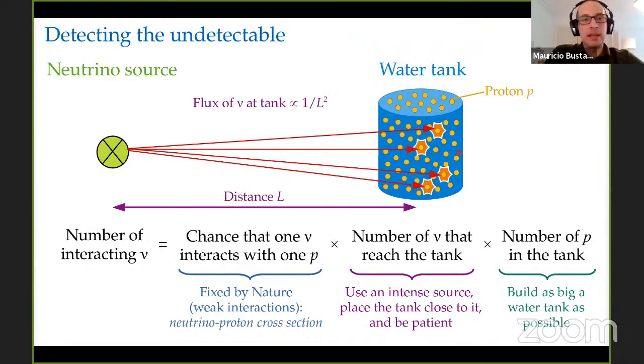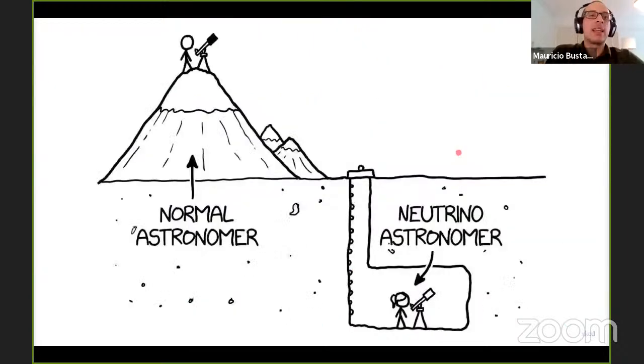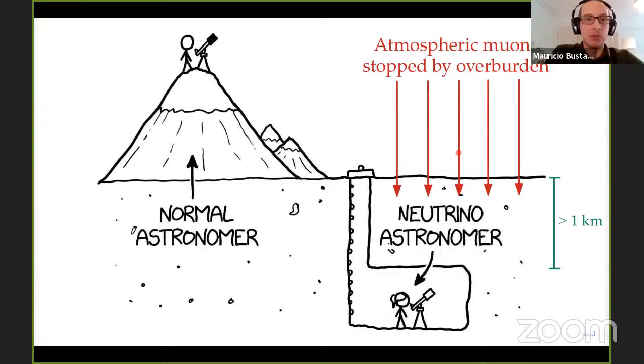Not only that, but you also need to minimize the background of particles that could interact in your detector but are not neutrinos. Whereas if you want to look at photons, you build something atop a mountain to reduce atmospheric blurring, if you're a neutrino astronomer, you actually build something under a mountain to minimize the incidence of atmospheric muons, which are the ones that would mimic a signal like the one that a neutrino would make inside your detector.